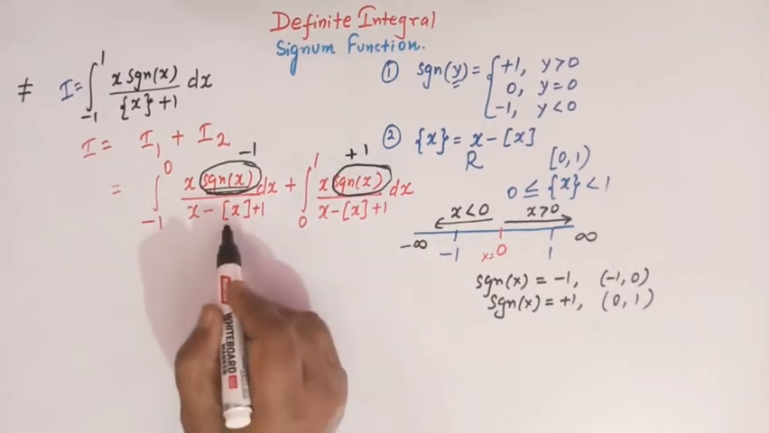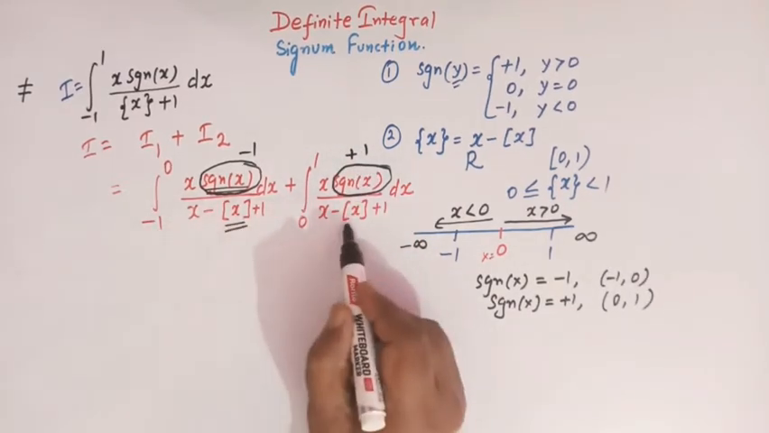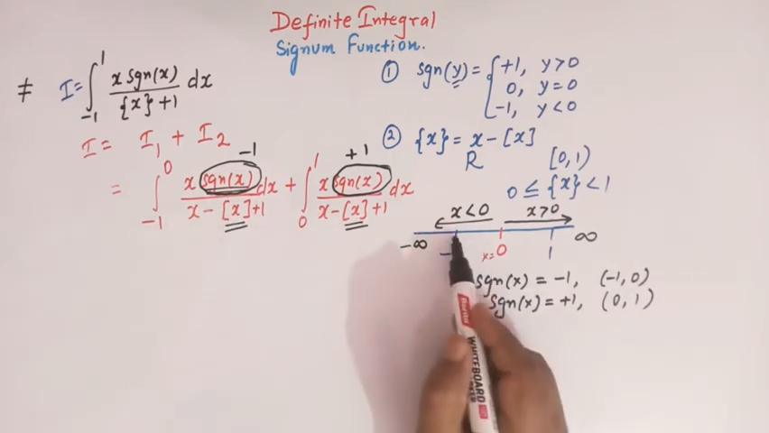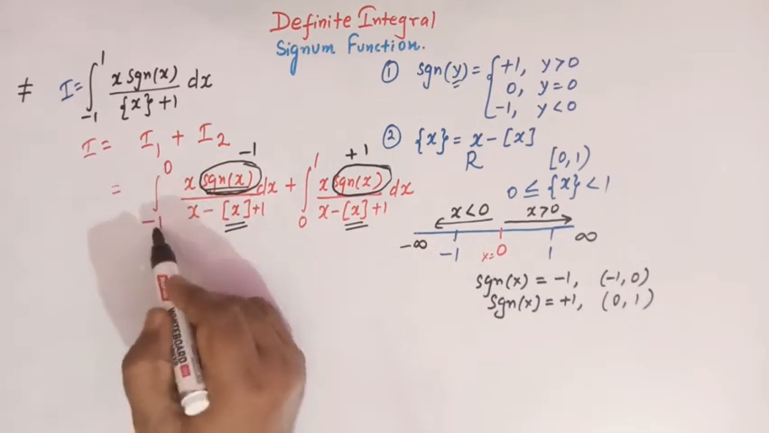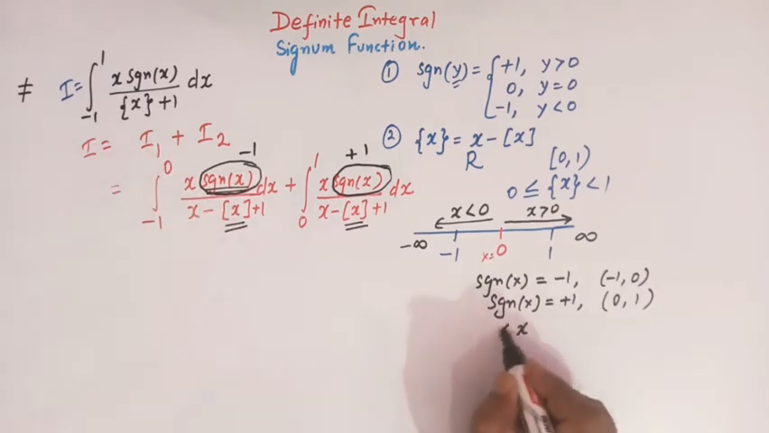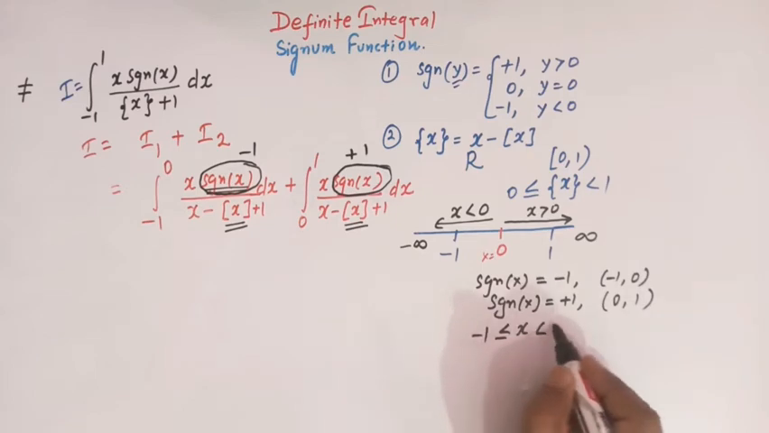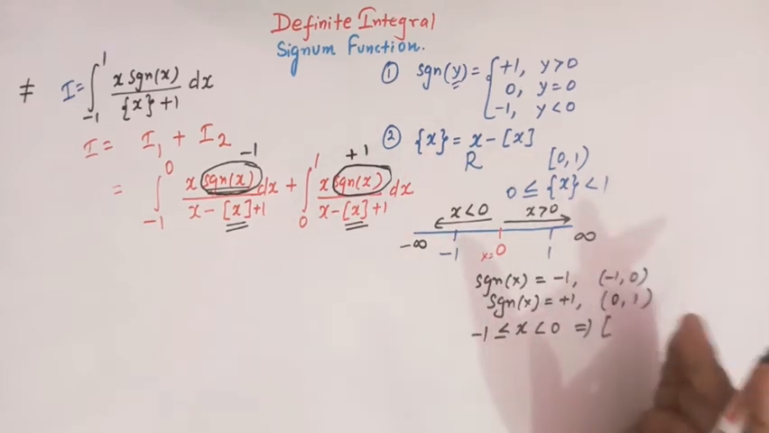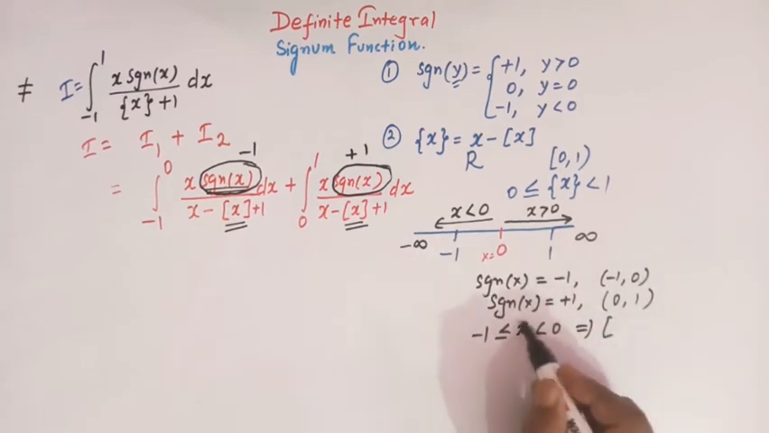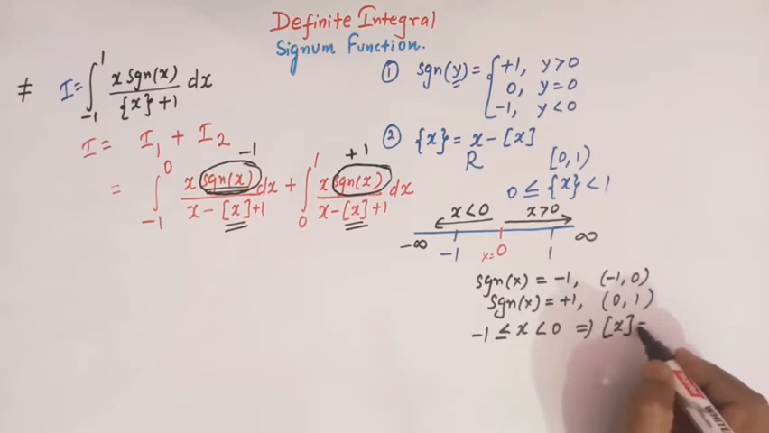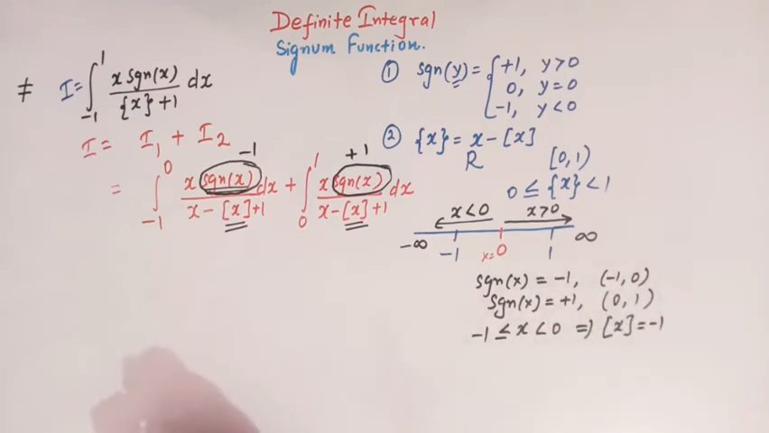Okay, now we have to take care of this greatest integer of x, right? When we take the interval from -1 to 0, so when x lies between -1 and 0, then by the elementary definition of the greatest integer function, the greatest integer of x is equal to -1, right?